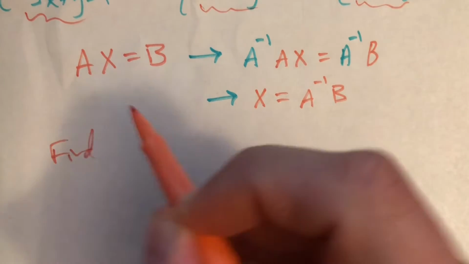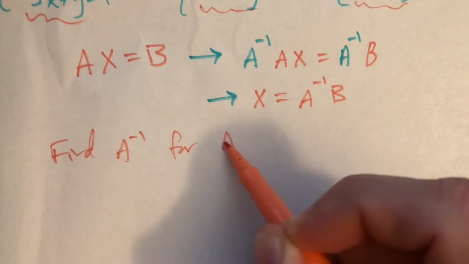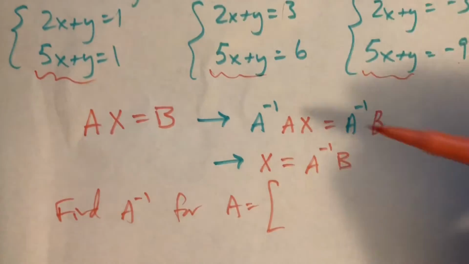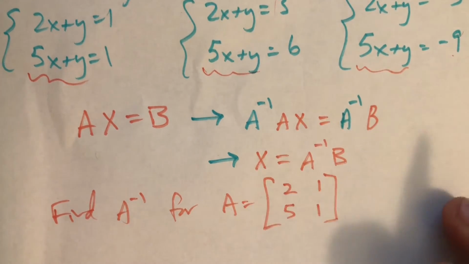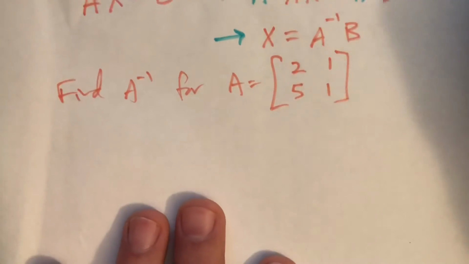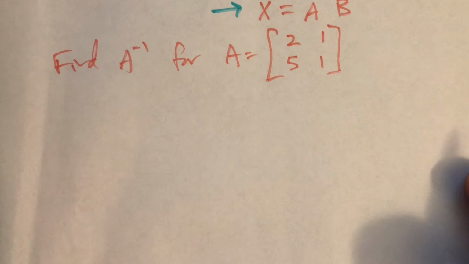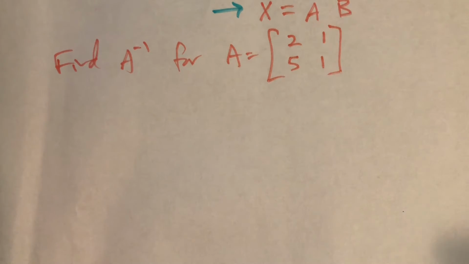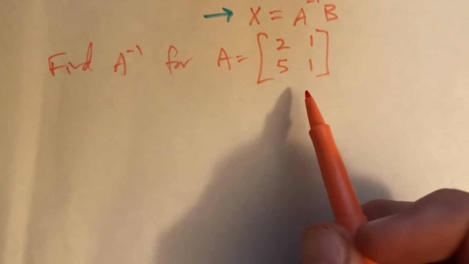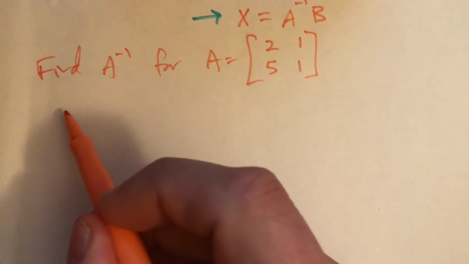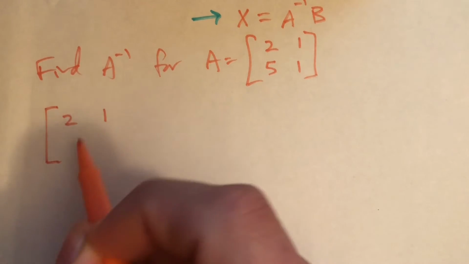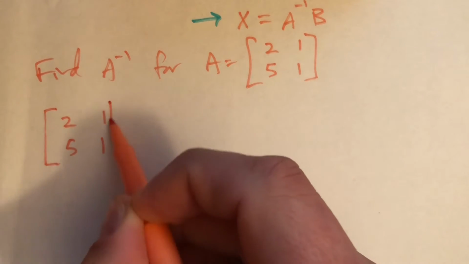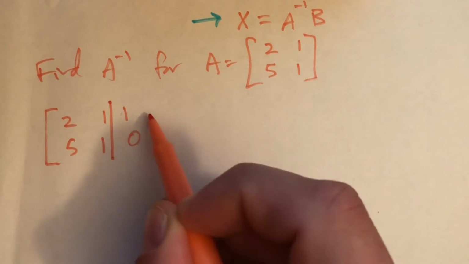So let's find A inverse for A equal to our variable matrix, so just the variable stuff. So we're going to put 2, 1, 5, 1, and we want to find that inverse. Okay, well, we can do this in a couple of different ways. But the way we're going to do it right now, we're going to put this in what the textbook calls a supersized matrix. So we're going to put all of these values over here on the left side, and I'm going to put a line there, and I'm going to put the identity over here.